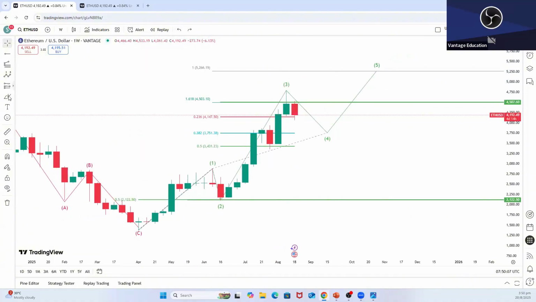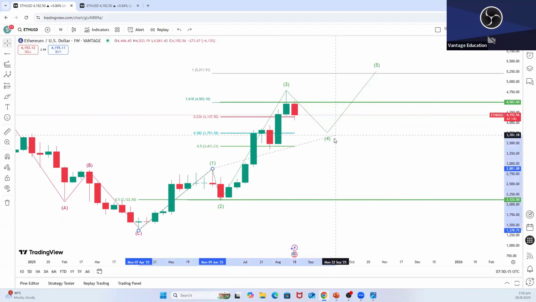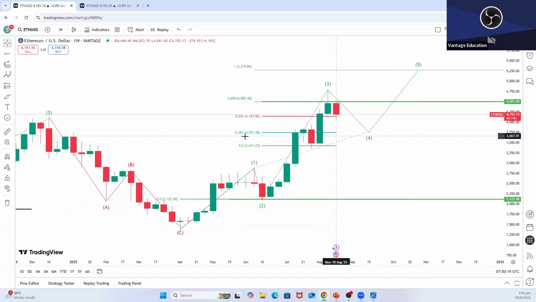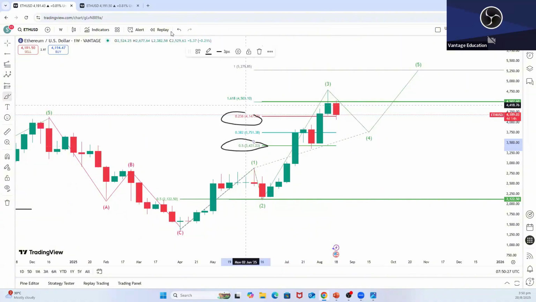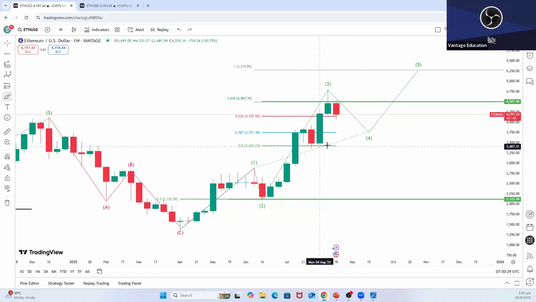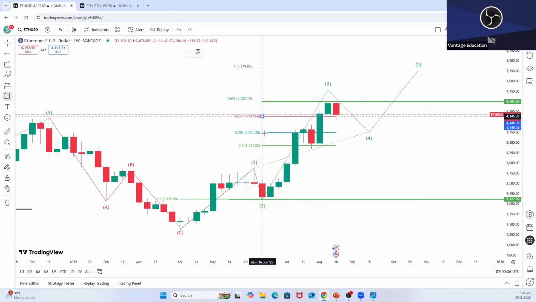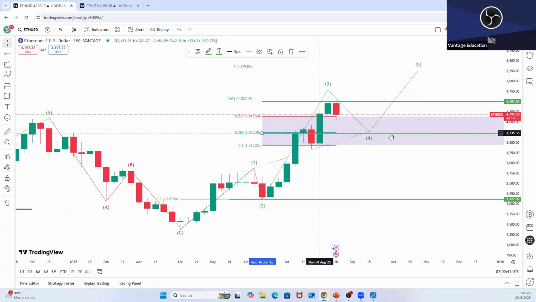So later when 4 ends, I'm going to have to adjust this according to the ending of 4, because although 38.2 is the common area where 4 ends, sometimes it ends at 23.6. Sometimes it ends at 50%, but very rarely does it go past 50%. So right now, I already have a rough idea where 4 is going to end. It's going to end somewhere within this box, more likely at the 38.2.